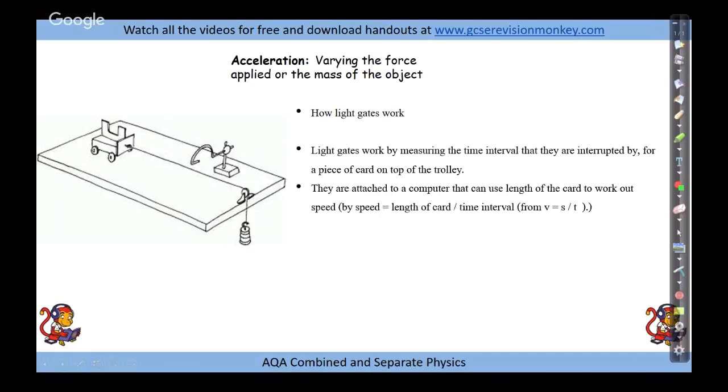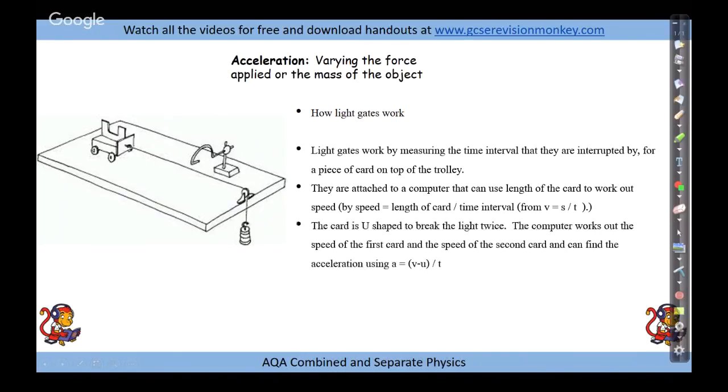So they're attached to a computer that can use the length of the card to work out the speed that the card is going through the light gate. So that's just simply speed equals distance divided by time. Speed equals the length of the card divided by the time interval it breaks the light for. So speed equals distance over time.